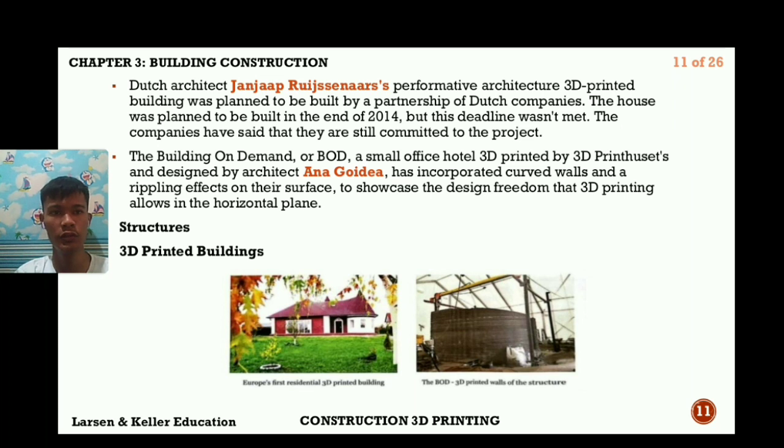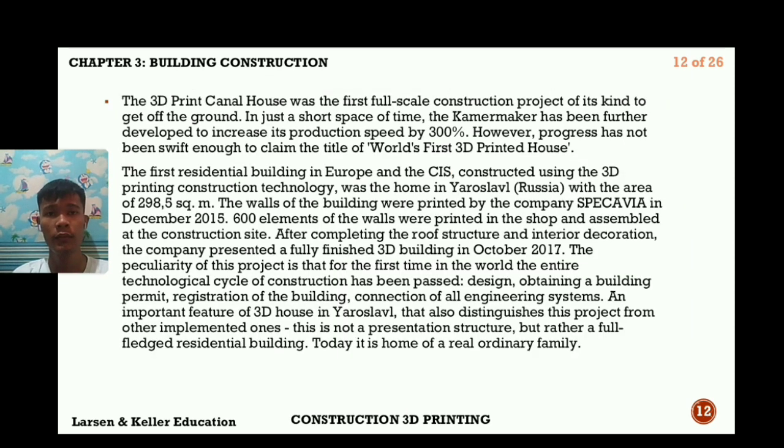Here are the structures and 3D printed buildings, as you can see in the photo. The 3D print canal house was the first full-scale construction project of its kind to get off the ground. In just a short space of time, the printer has been further developed to increase its production speed by 300%. However, progress has not been swift enough to claim the title of the world's first 3D printed house.